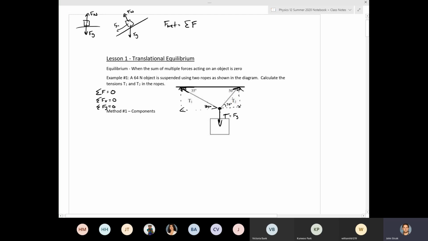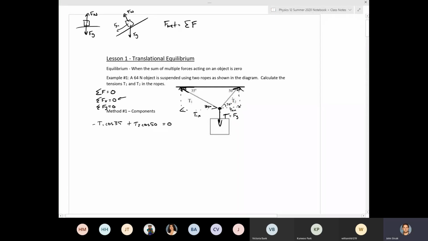So if I'm going to go X direction things, then I'm going to say negative T1 cos 35, that's this one right here, T1x, and then plus T2 cos 50, so that's this right here, T2x, is equal to 0. Because those are the only 2 forces I have in the x direction, and it has to equal 0 based off of this right here.